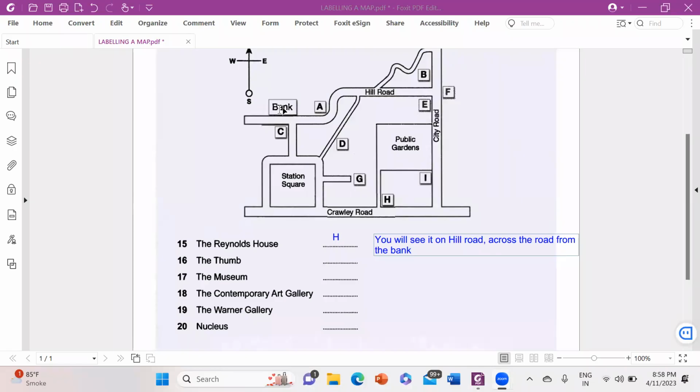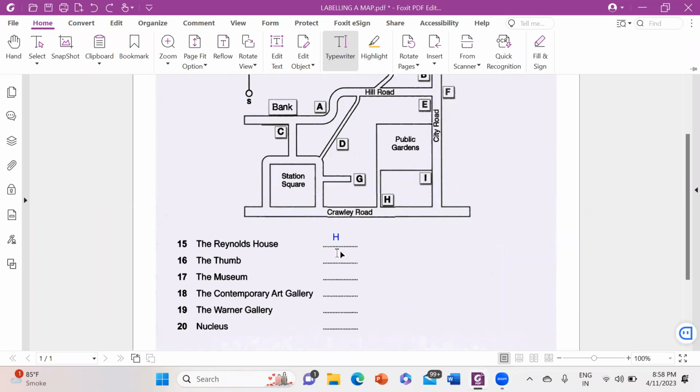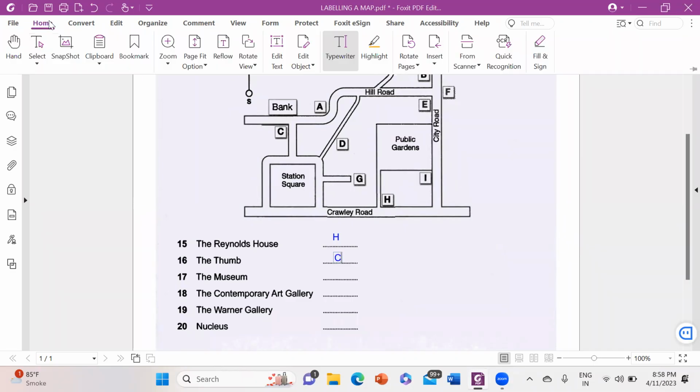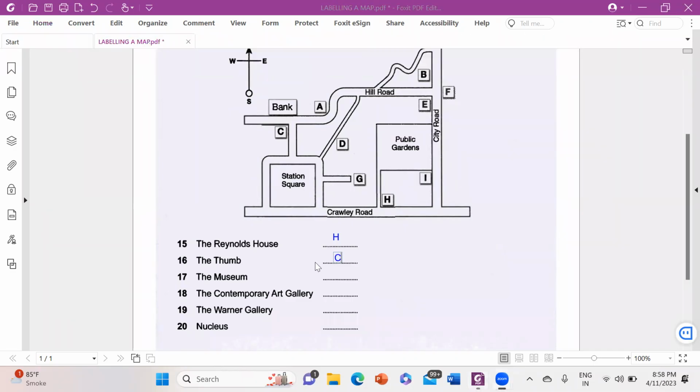Across the road means exactly in front of the bank, right? I told you, for C, they will say either opposite or the word across. So the answer is C. Let me just write it down over here. Now, what about the museum, guys? You tell me now, what about the museum?